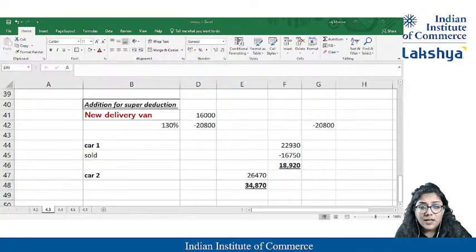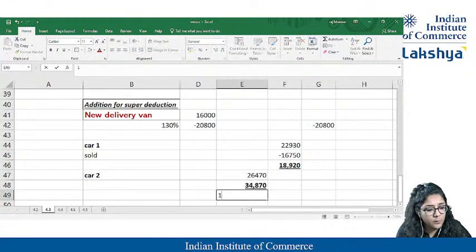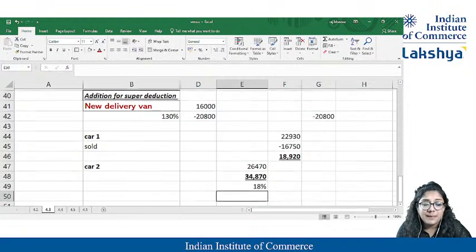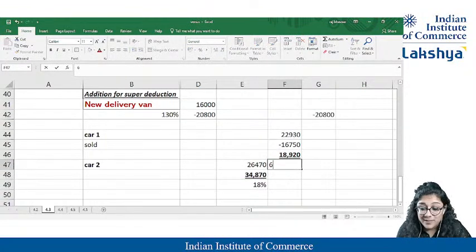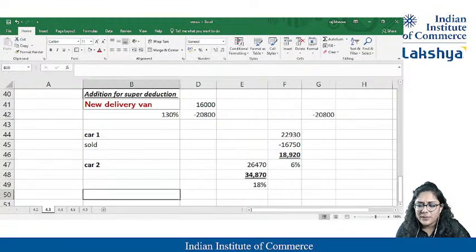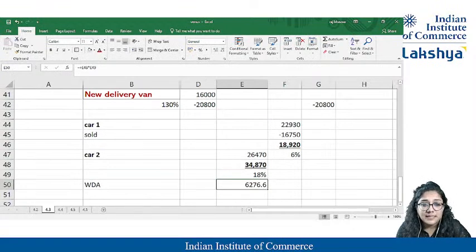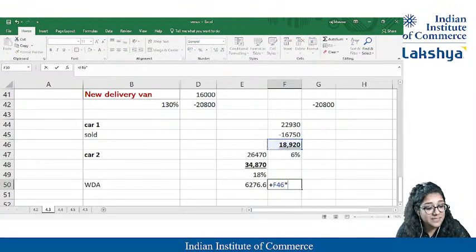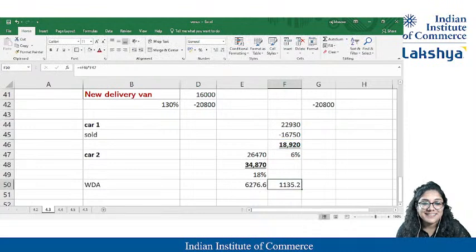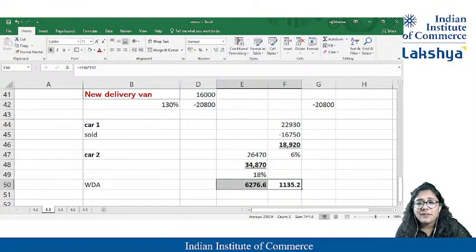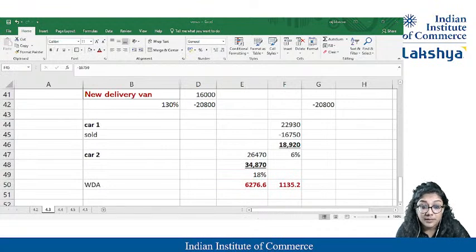Agreed? Yes. On main pool, how much percentage is WDA? Yeah, it's ma'am 18%, and over here it's 6%. Yes. So yeah, we can take a WDA. That is very common. WDA will be what? This into 18%. Over here, ma'am, this into 6%. I hope everyone is getting the things, but then yeah, you'll have to remember. It's something you'll have to remember.